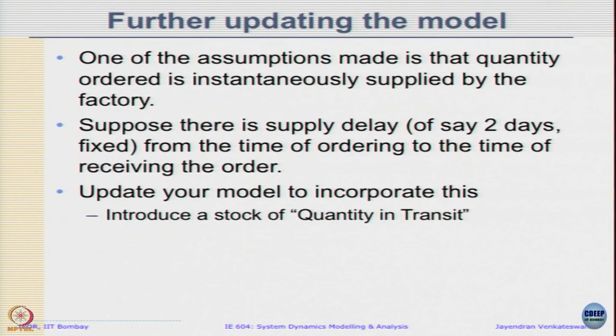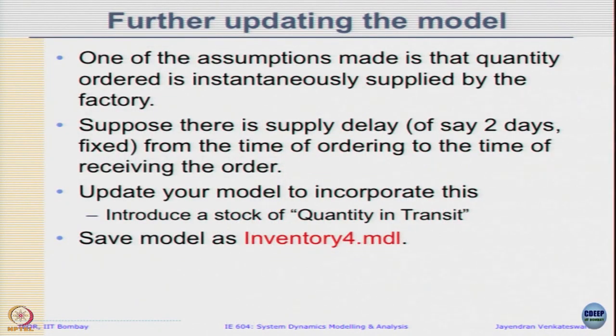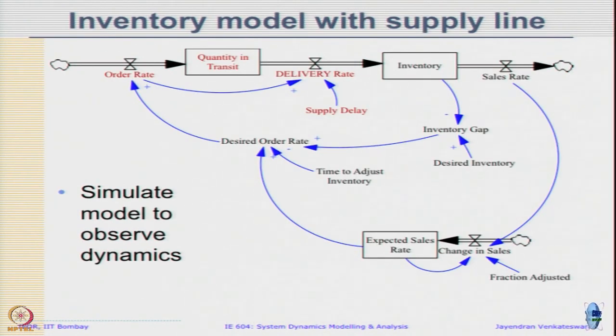So let us introduce a quantity called quantity in transit. Whenever I make an order, let it be in transit, and after 2 days, let it be delivered. So we will be introducing a new stock. As soon as I use the word stock, that means there has to be a flow that changes it. And once the quantity in transit is delivered, the quantity in transit has to fall, because it is already delivered. So that has to be an inflow as well as an outflow to this stock. Fine, let us model this.